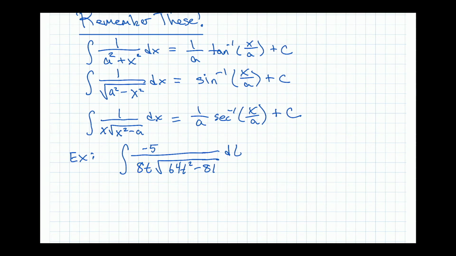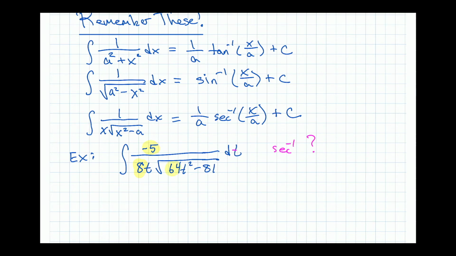So you think secant inverse of some kind. Secant inverse? Yeah, it is. Okay, so then what we want to do is start turning this into the formula that we know. And so what is wrong with this, first of all? So the -5 shouldn't be there, but that's easy. We can take that out of the integral. The 8 shouldn't be there, but that's fine. We can take it out of the integral.